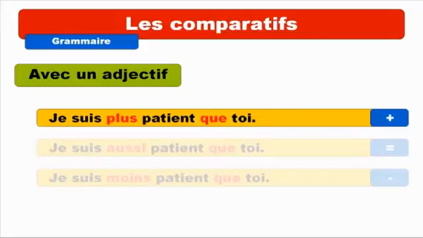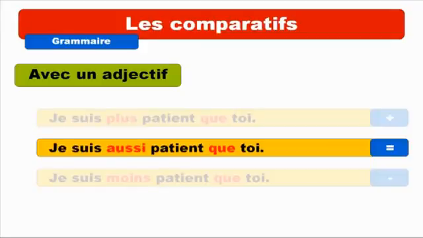Second situation, je suis aussi patient que toi. Let's pronounce this sentence and make this liaison. Je suis aussi patient que toi. You can see that between suis and aussi, we've got this liaison, suis aussi. Let's repeat it together. Je suis aussi patient que toi.